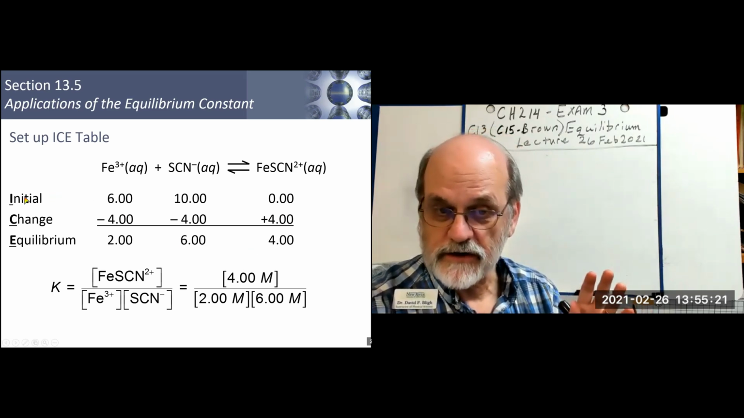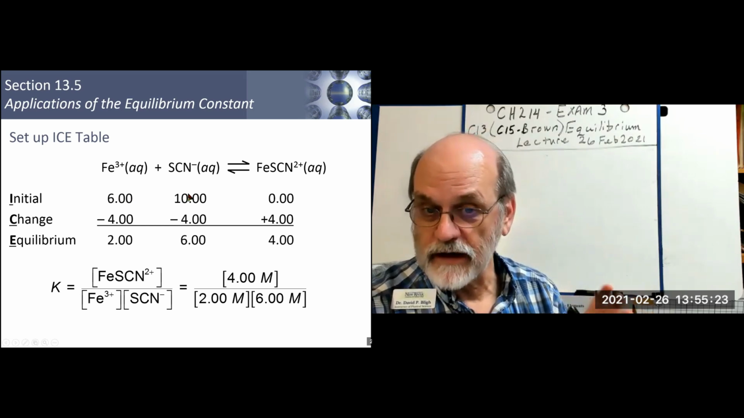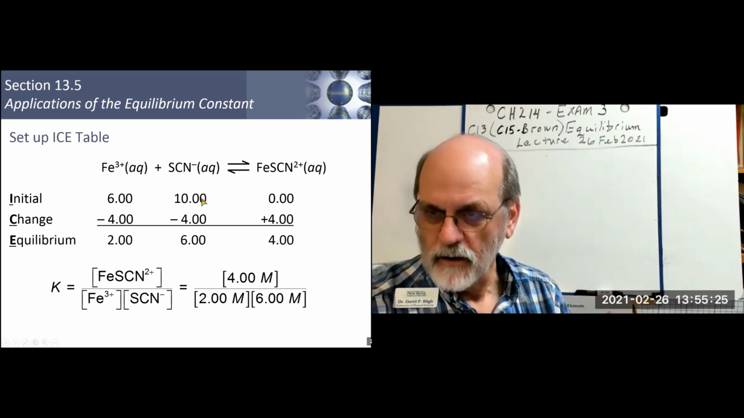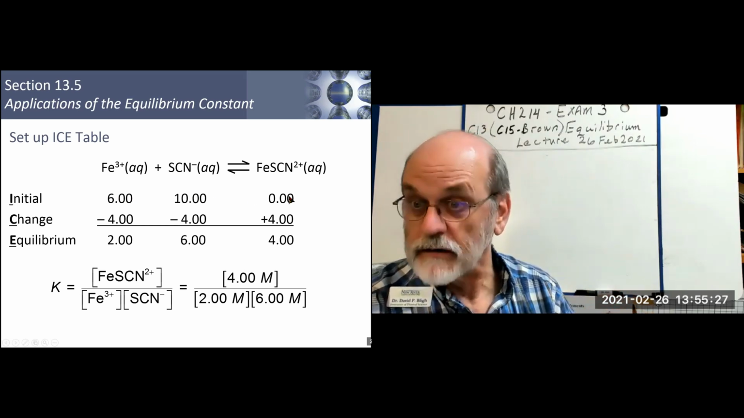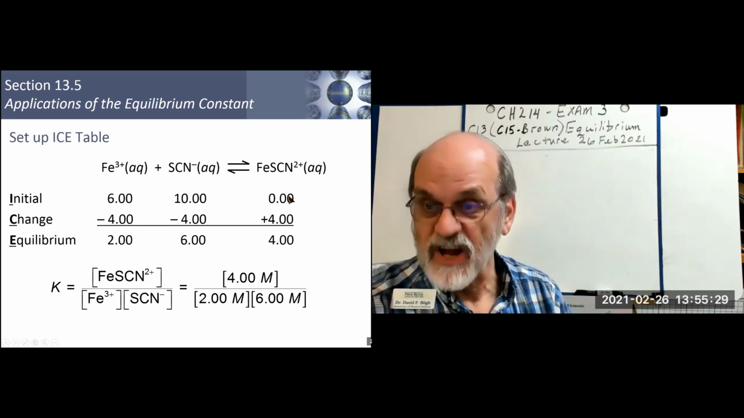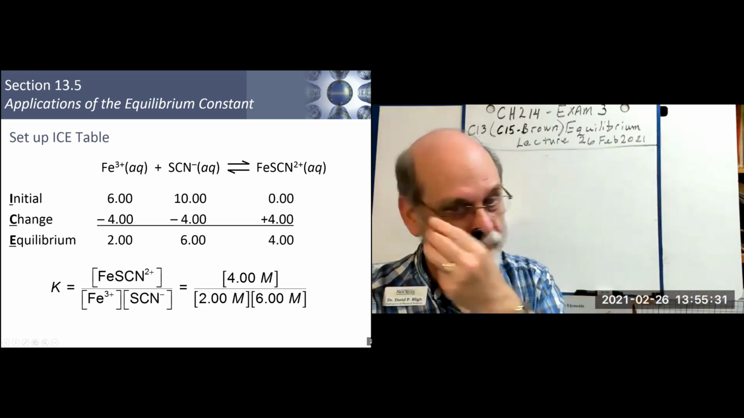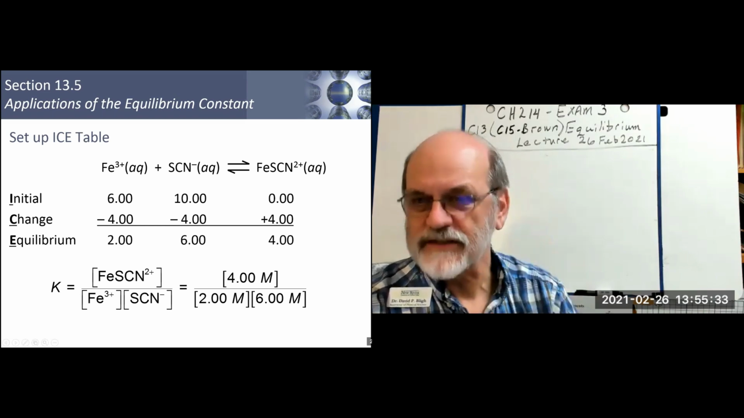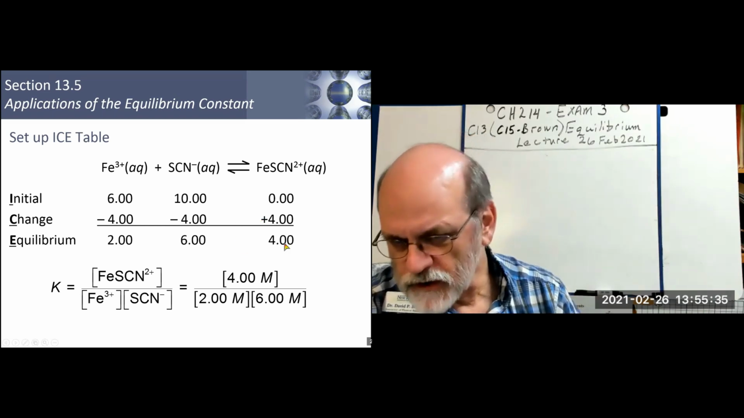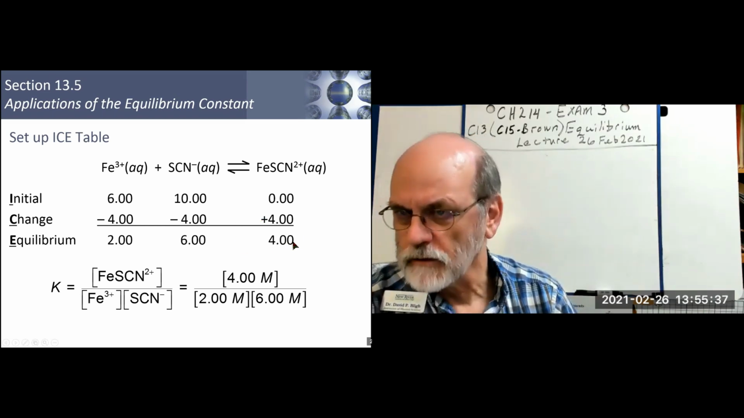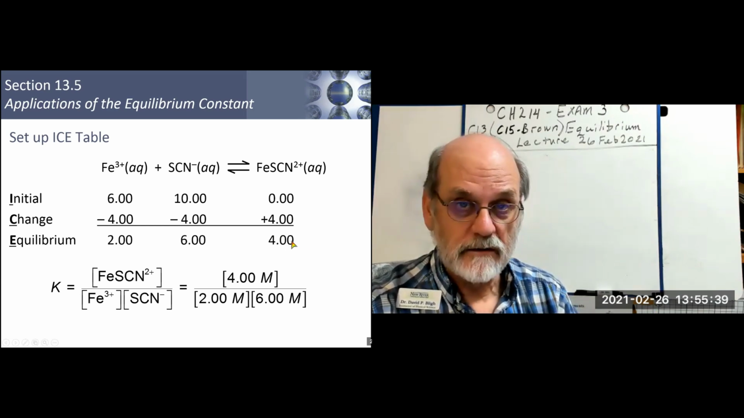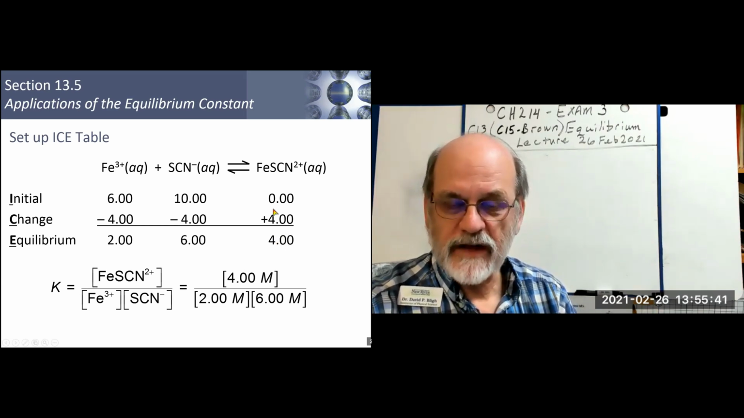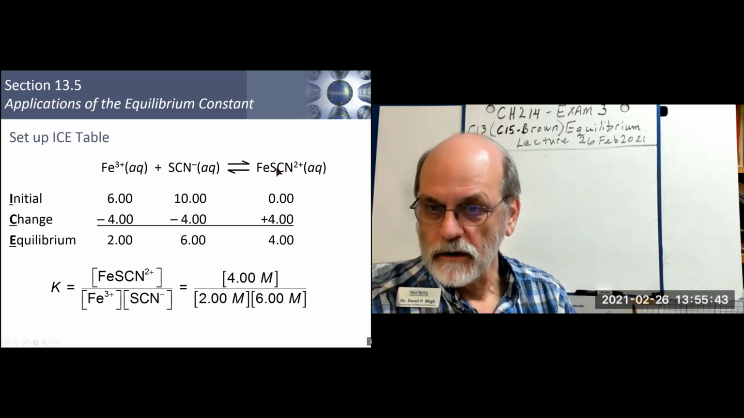So what are the initial conditions? Well, the initial conditions are 6 molar iron and 10 molar thiocyanate. How much complex is there? 0. At the very beginning, there's nothing. So what change has to take place? We know this concentration right here is going to be 4. That's given to us, 4 molar. So that means we had to add 4 molar to this side. That's why the plus 4.